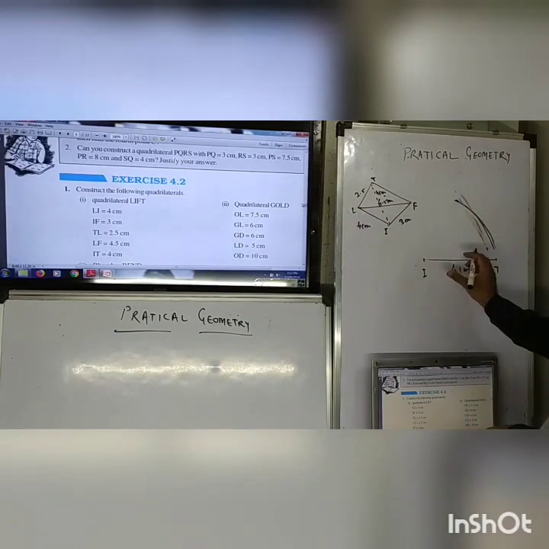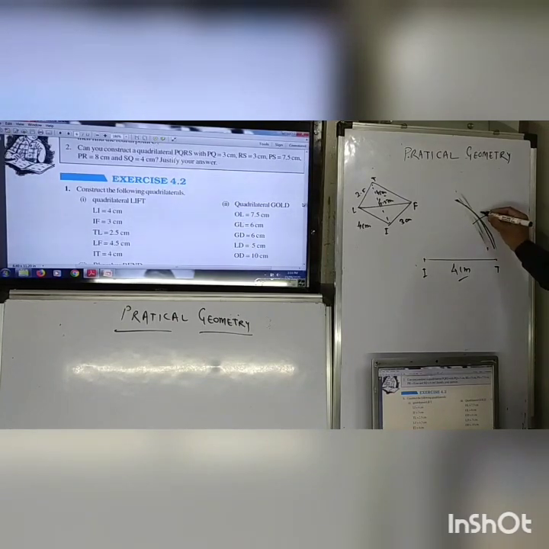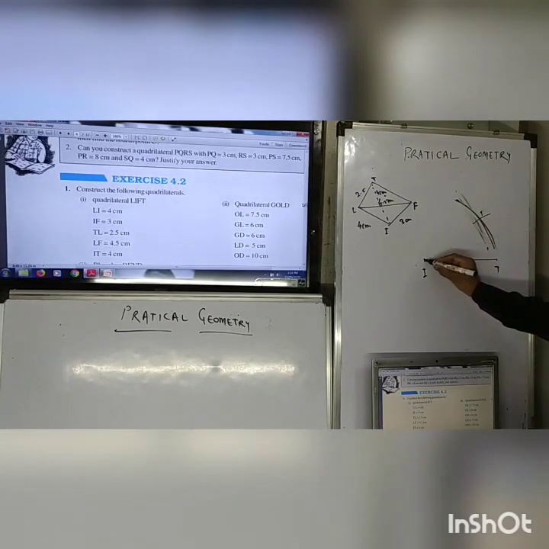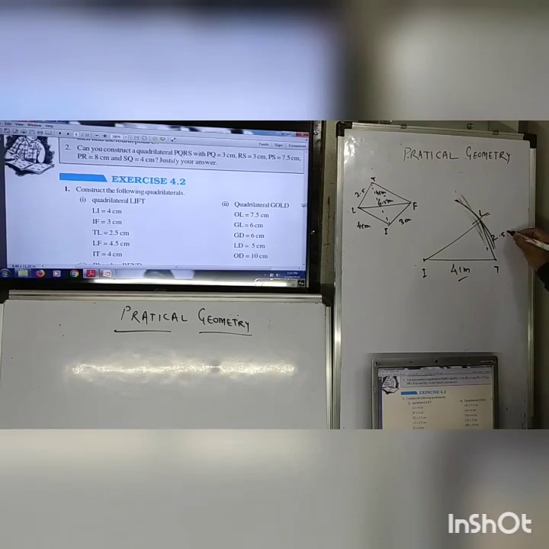Take 2.5 centimeter and draw another arc with the metallic end of the rounder at T, another arc of radius 2.5 centimeter, and this is what we say T. Now we get this, what we say L. This L is 2.5 centimeter away from T, and this L is 4 centimeter away from I.